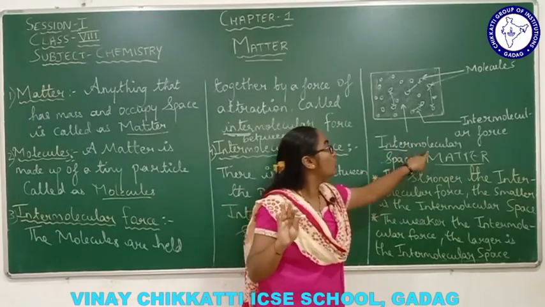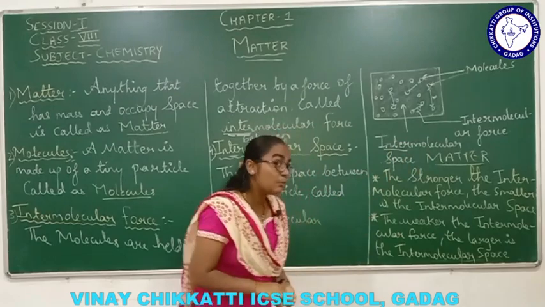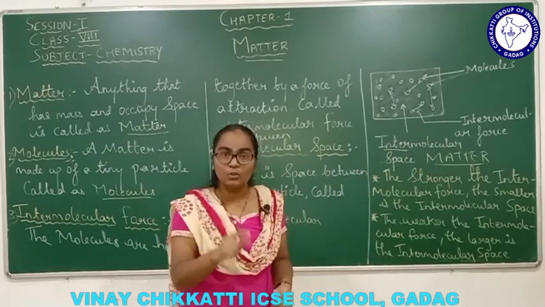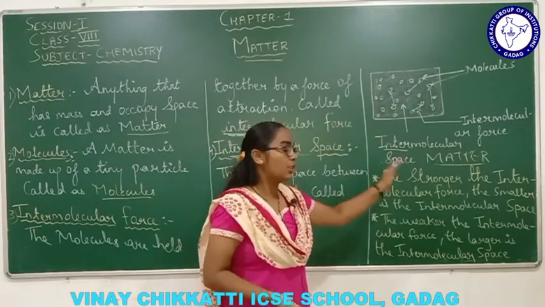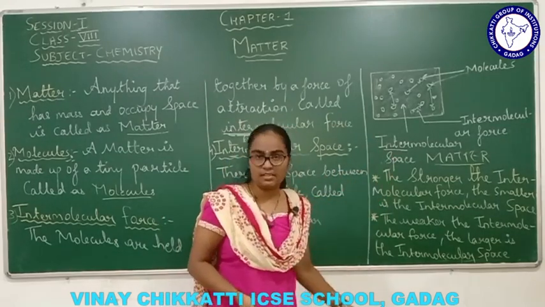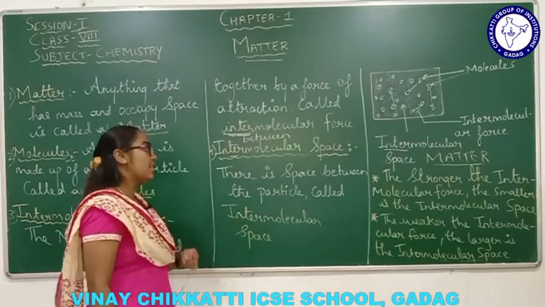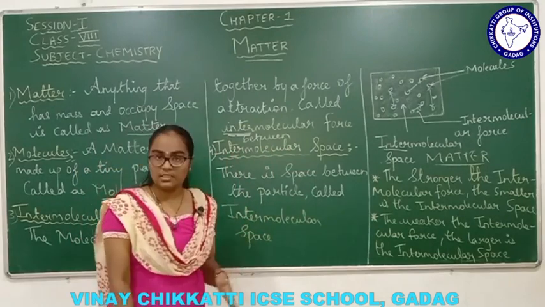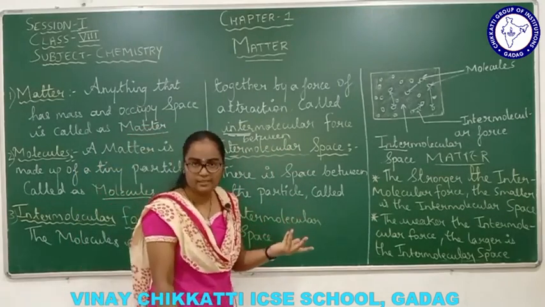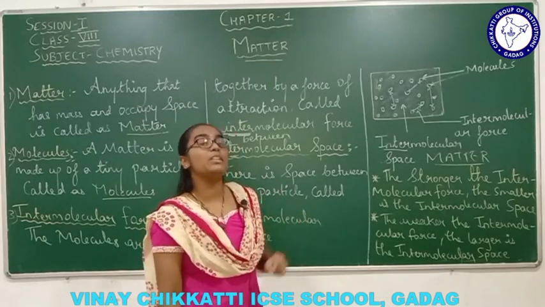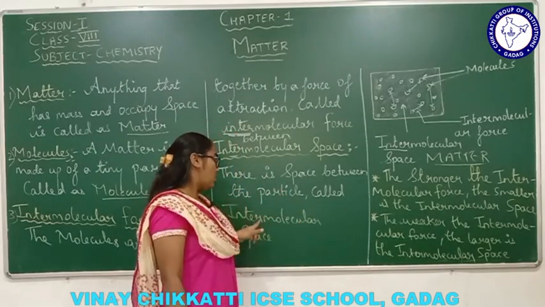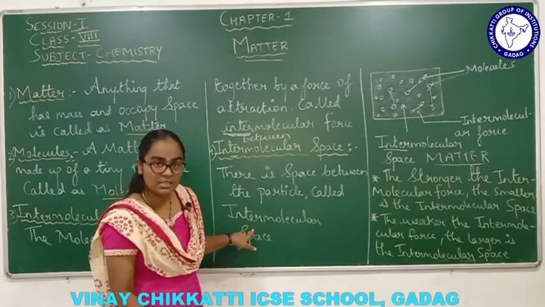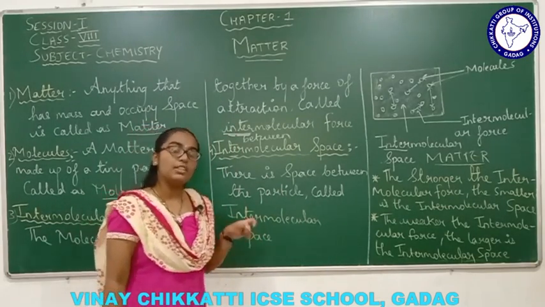So intermolecular space, right? What is intermolecular space? The gap or the space lying between the molecules is called intermolecular gap or intermolecular space, right? So what does the definition say? Intermolecular space: there is a space between the particles. Which particles? Molecules only, right? So there is a certain space between the molecules. That space is called intermolecular space. Again, inter means between. Between the molecules the gap exists. So intermolecular space.